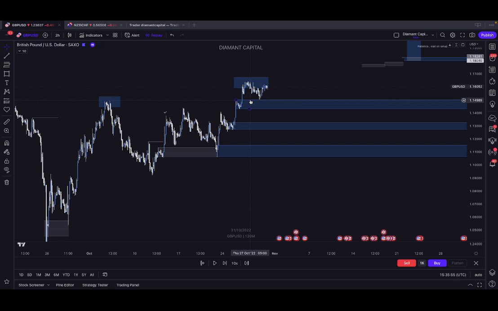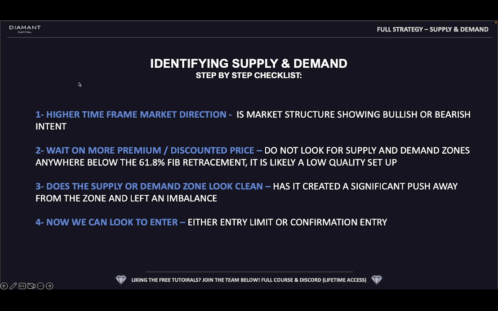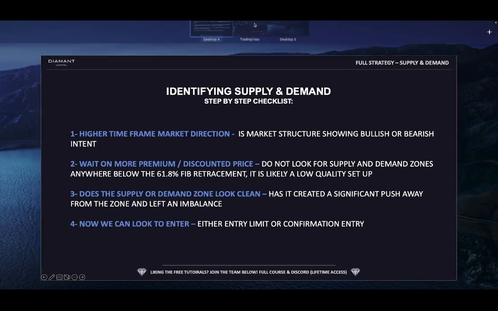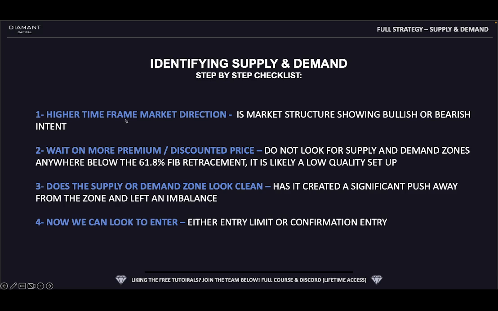So it's very, very simple, guys. When you are looking for supply and demand zones, stick to that checklist that we've just talked about. You are looking for that high time frame market direction. What did we see here? We saw bullish intent. Okay, so now we know we're only going to be looking for demand zones. Again, what's our next point? Wait on more premium or discounted price.